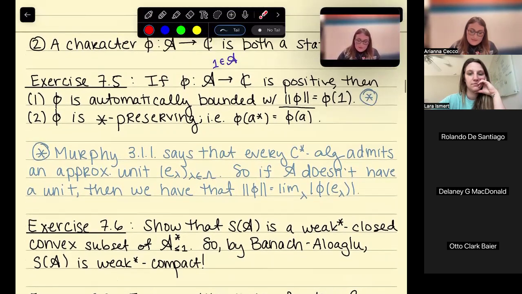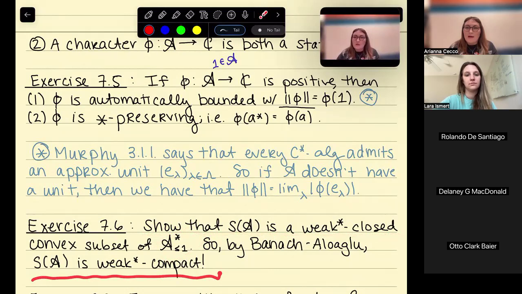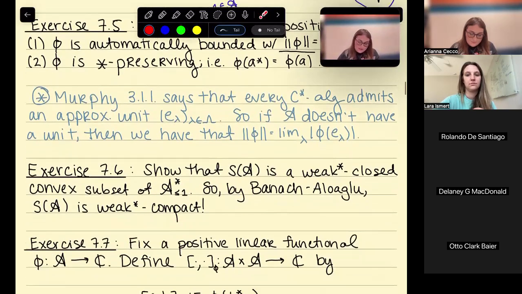Another exercise that is good to do is to show that the state space is a weak star closed convex subset of the unit ball of the dual space. And so by Banach-Alaoglu, we know that the state space is weak star compact, which is nice.